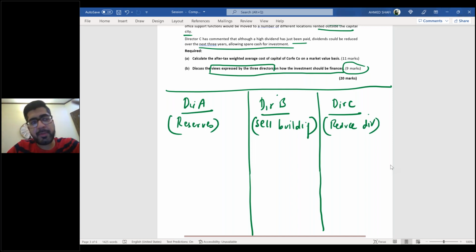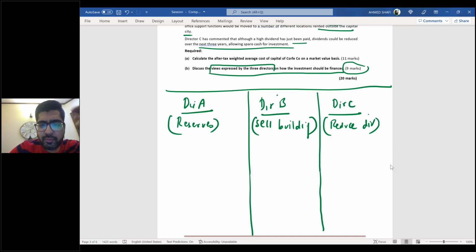Director B says sell building to raise cash. Discuss his view, whether you agree or disagree: advantages, disadvantages, pros and cons. Director C says reduce dividends. Discuss the view, whether you agree or disagree: pros and cons. If you write three points for each director's views, either for or against, that's it.